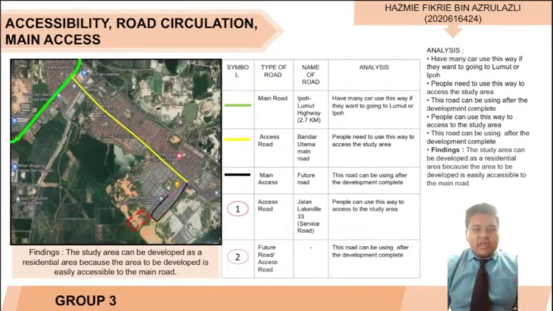Accessibility, road circulation, and main access. The green symbol is the highway that connects Lumut and Ipoh, while the yellow symbol represents the main road, and the black symbol represents the service road and the future road. Numbers 1 and 2 represent the roads that can be used to get into the site area after the construction is complete. The finding for this analysis is the study area can be developed as a residential area because the area to be developed is easily accessible to the main road.